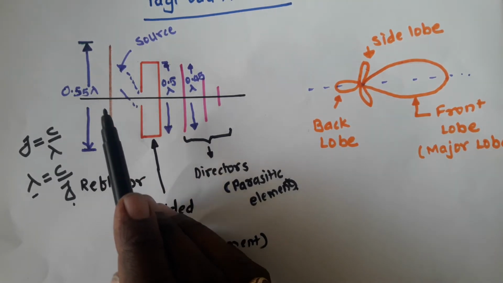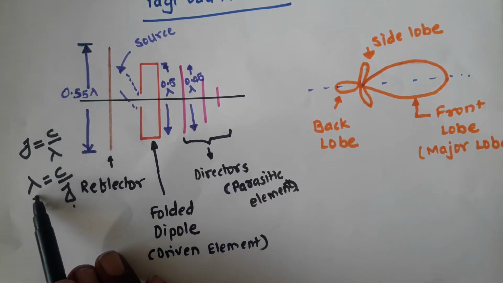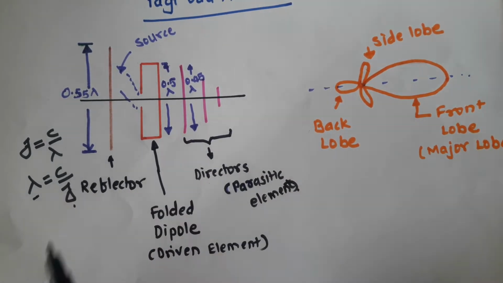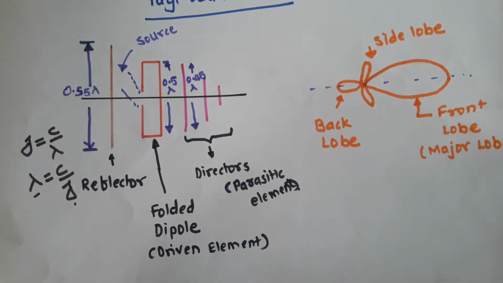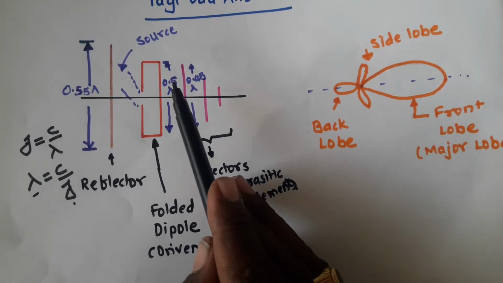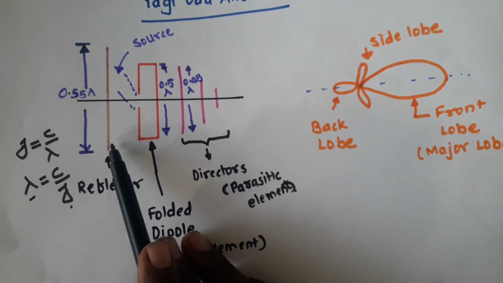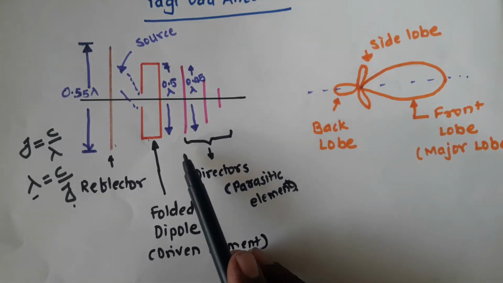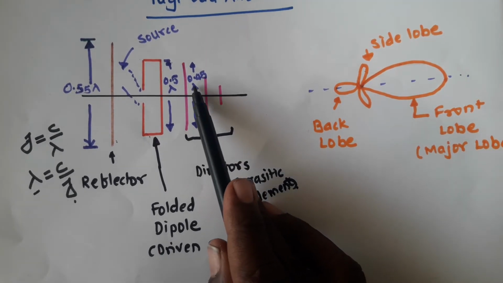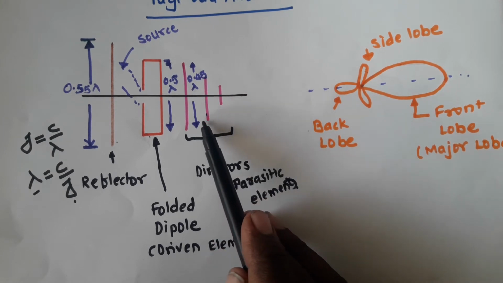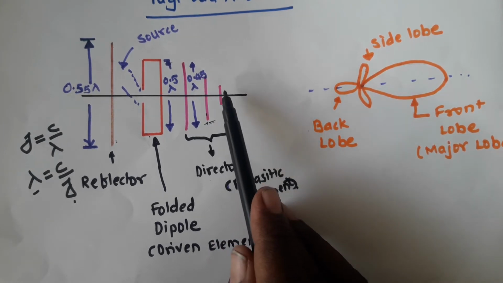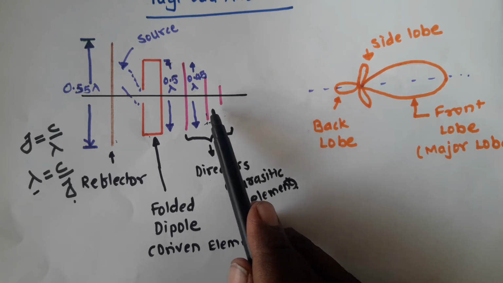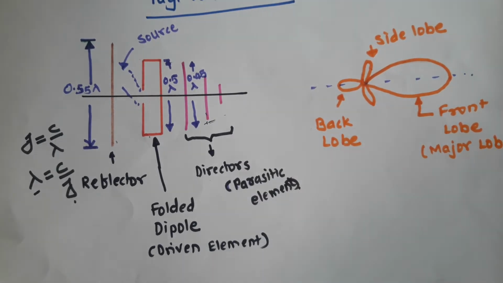So that is nothing but the lambda we derived from this particular equation. Now the length of the folded dipole, that is the driven element, is 0.5 lambda, so it is somewhat less than that of your reflector. Then the first director has a length of 0.45 lambda, and then again the length of each and every director in the sequence gets reduced.